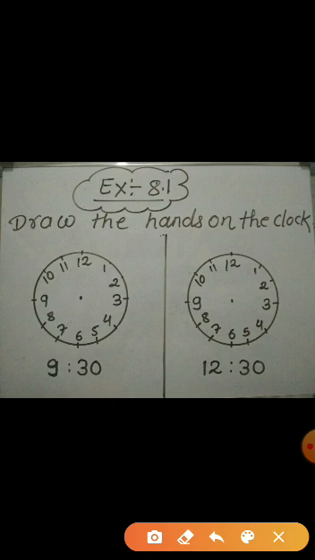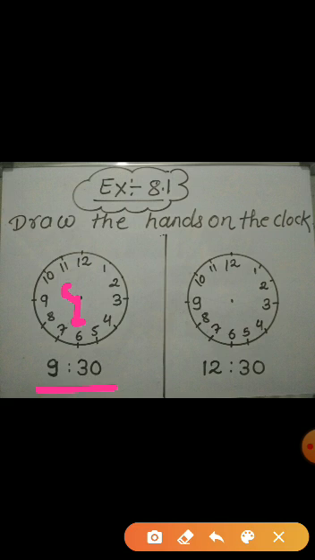Now look at the third clock face. The time is written 9:30. Here the time is given in half hour, right? And to show the time in half hour, we draw the minute hand on 6. Hence to show 9:30, I am going to draw the minute hand on 6 and hour hand will come in between 9 and 10. So it's a 9:30 now.